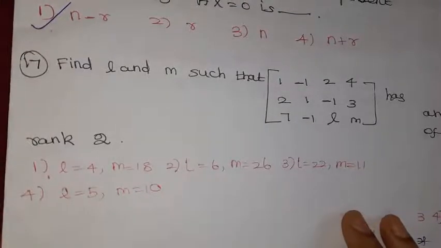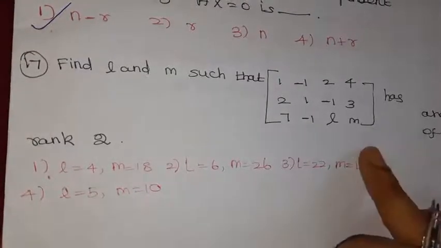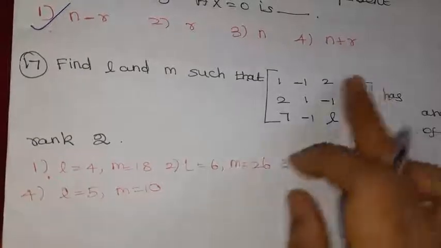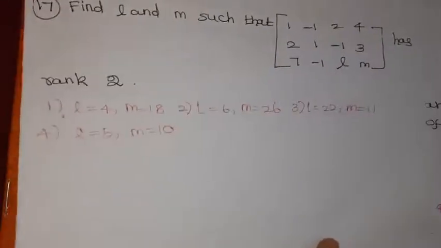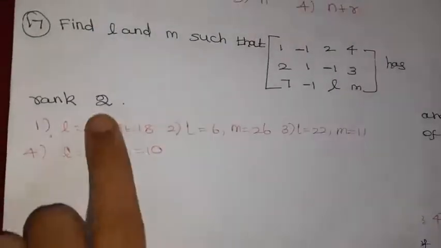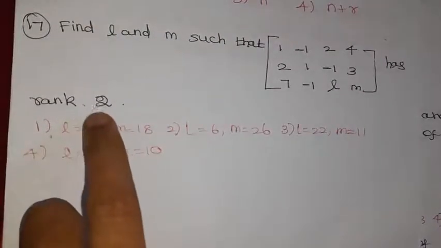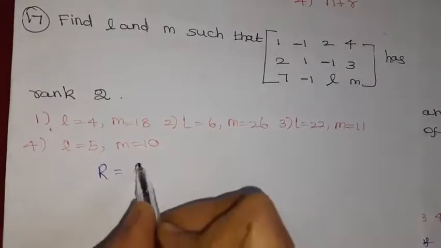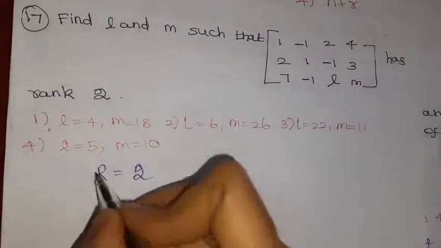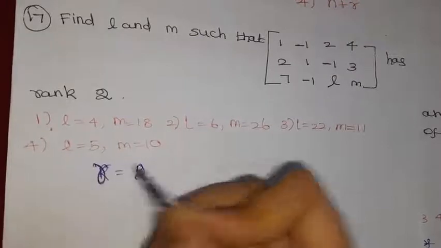Then find L and M such that this matrix has rank 2. Find L and M. What is the clue here? The rank of this matrix is nothing but 2. So rank equal to 2.